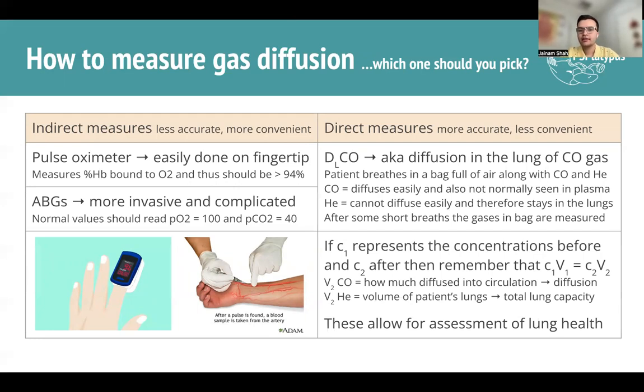The carbon monoxide is very good at diffusing across. So you would have heard of carbon monoxide poisoning. It tends to diffuse really, really easily across that blood air barrier that we talked about before. But it's also not supposed to be in the plasma. So it's a foreign thing, which is good because you're able to measure how much actually diffused across.